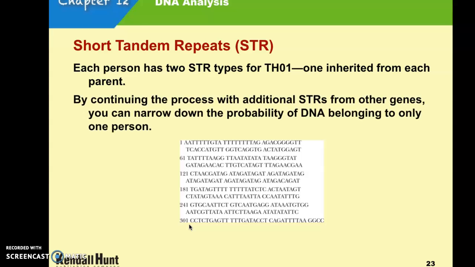By processing STRs from other genes, you can narrow down the probability of it belonging to only one individual. So they take those genes, and they also take genes from those other 13 loci to try to narrow it down to one. All you really need to know about short tandem repeats is the fact that they are 2 to 4 bases that are repeating. It's what we look at when we do the gel electrophoresis, and there are 13 loci that allow us to do that.